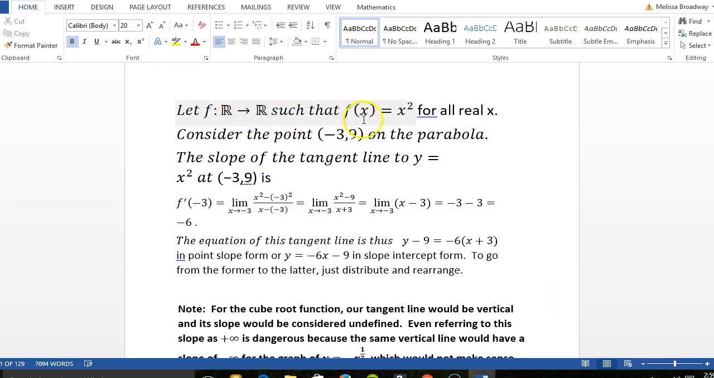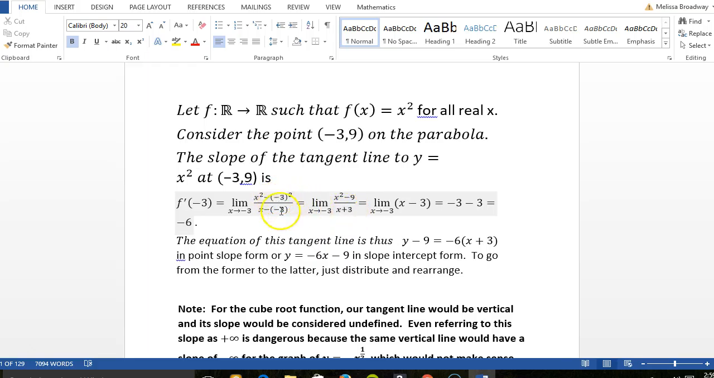Let f be the good old parabola, okay? Consider the point negative 3, positive 9 on the parabola. After all, if x is negative 3, negative 3 squared is positive 9. The slope of the tangent line to y equals x squared at negative 3, 9 is f prime of negative 3, which equals the limit of the difference quotient: the limit as x goes to negative 3 of x squared minus negative 3, in parentheses, squared, over x minus negative 3. Those parentheses are important. But x minus negative 3 is x plus 3.